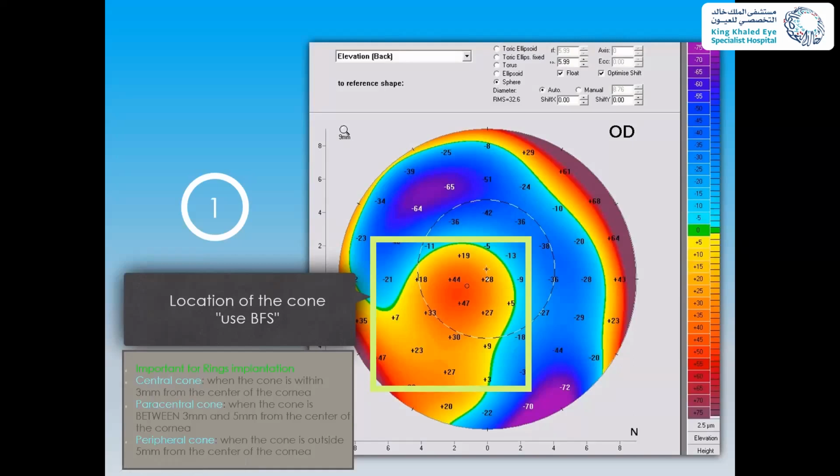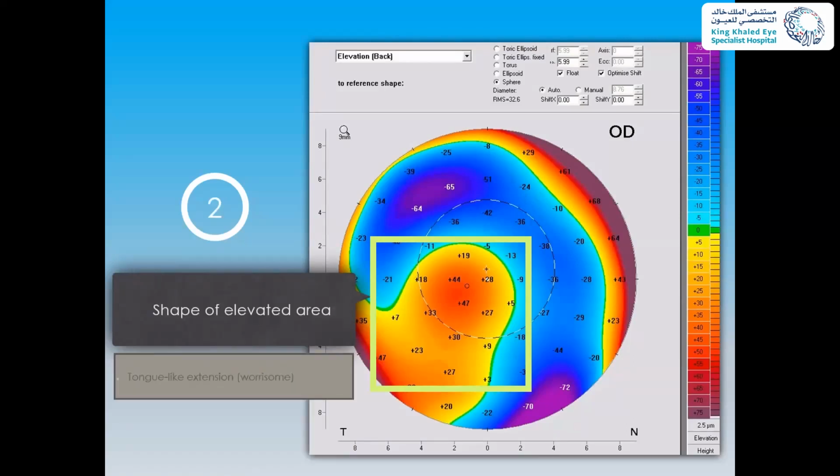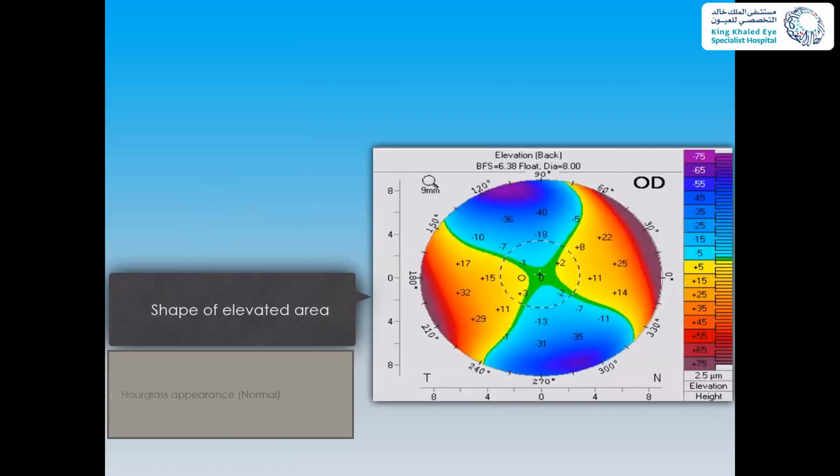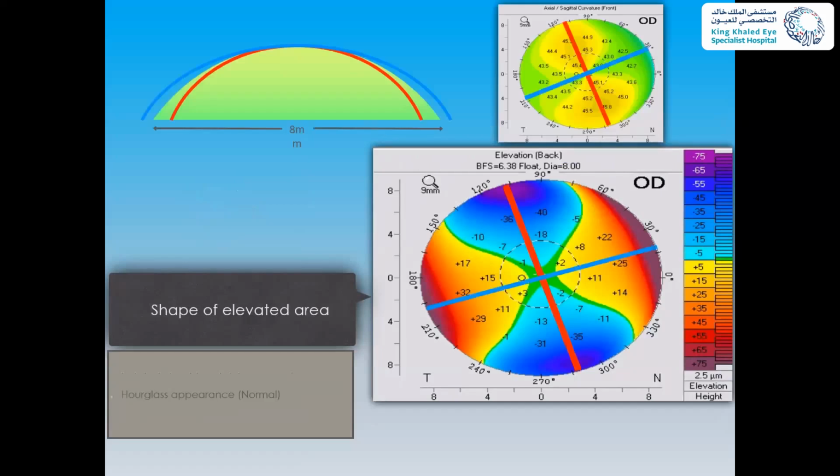Central cones are within 3 millimeter of the center of the cornea, paracentral are between 3 to 5 millimeter, and peripheral cones are outside the 5 millimeter zone. Tongue-like protrusions are very suspicious. Again, look at the shape, and whether it is isolated or not. And this is a normal elevation map you see. An hourglass usually means normal.